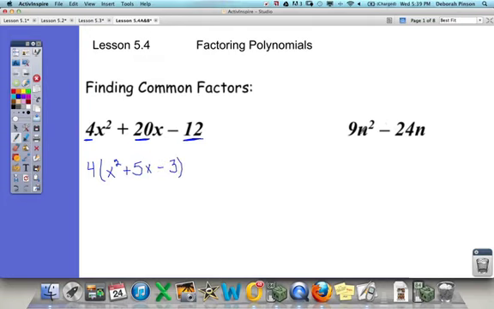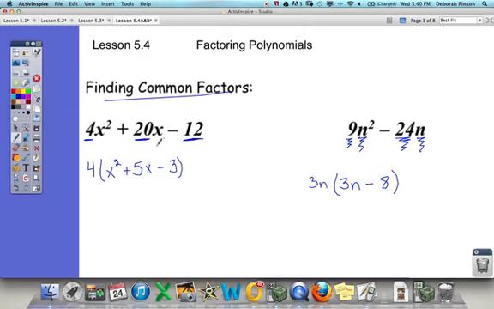Okay, now looking at this one, now let's not worry about the n's yet, but looking at the 9 and the 24, I can pull out a 3. Now looking at the n's, I could pull out 1 n. Now I can't pull out 2 because I only have 1 in this second term here. So I can pull out 1 n. Okay, so 3 times 3 is 9. I pulled out 1 n, so I've got 1 left. 3 times 8 is 24, and I pulled an n out, so I don't have it left.